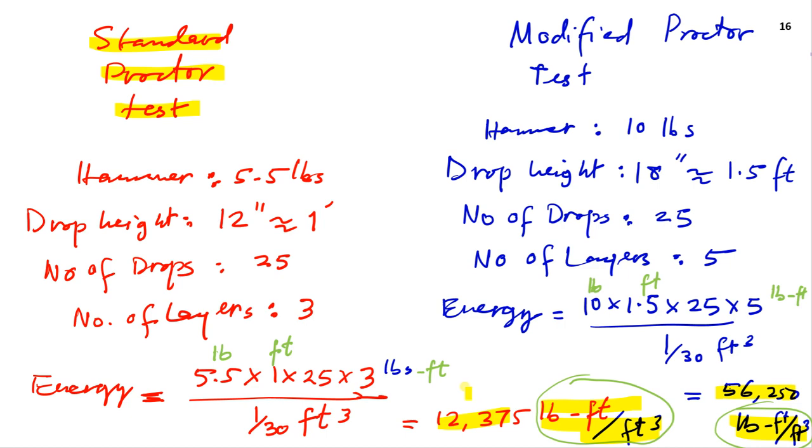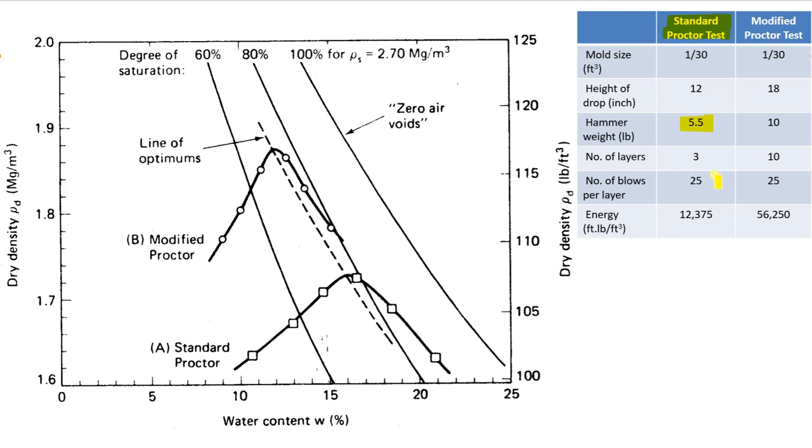So we see that we give more energy in the modified Proctor test. In the modified Proctor test, the energy is 56,250 and standard is 12,375. So what is the ratio? We can find out how much more energy we are transferring in modified. It is 56,250 divided by 12,375. If you divide this, it will come to approximately 4.5. It means we are giving 4.5 times more energy in a modified Proctor test.